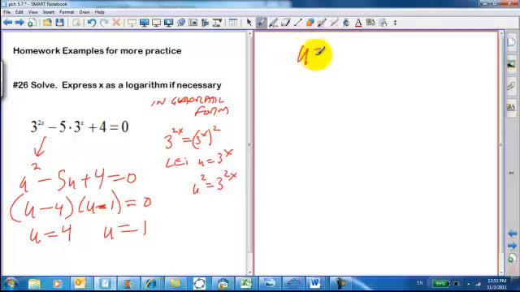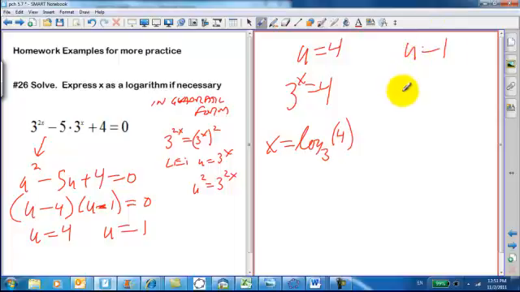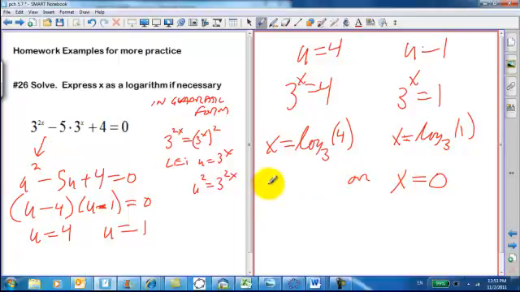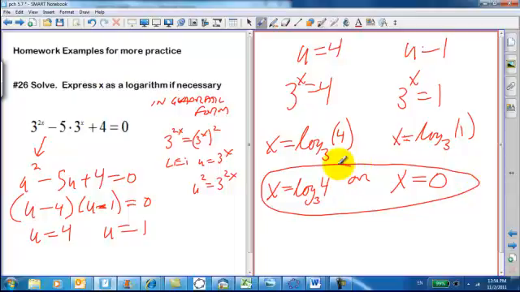So with u equals 4, we have 3 to the x equals 4. So you get x equals the log base 3 of 4. With u equaling 1, we have 3 to the x equals 1, or x equals the log base 3 of 1. Well, any log base b of 1 is 0. So we get x equals 0, or x equals log base 3 of 4. And that's why I said you could leave it like that here. You can express the answer as a log. Because it didn't say calculate, it just said give the exact answer. So assume I want the exact answer if I don't say calculate. Two answers on that one.